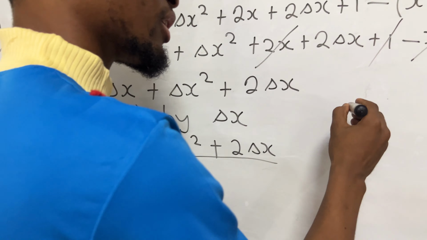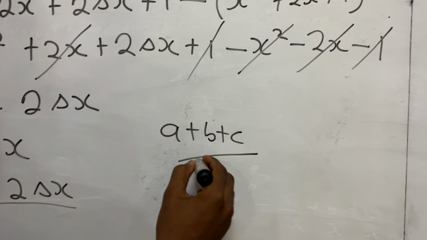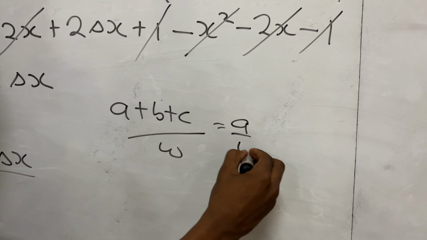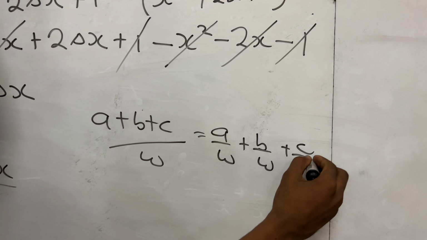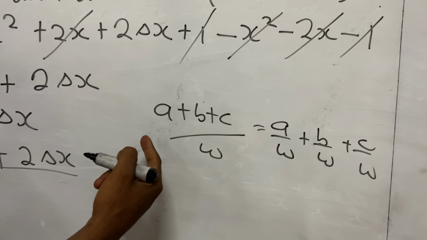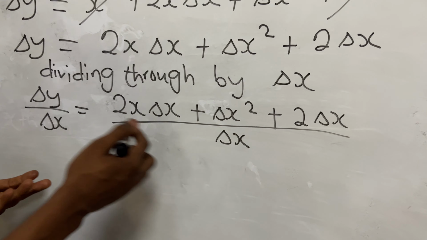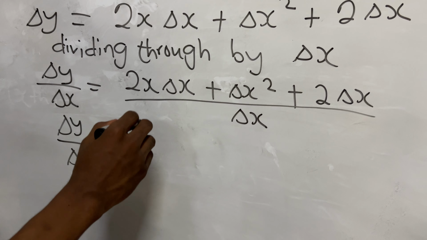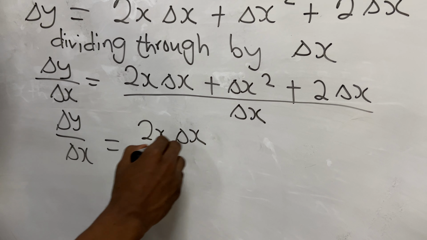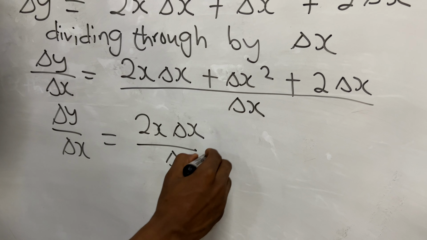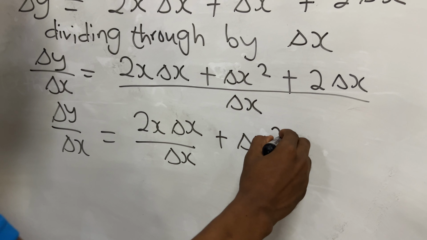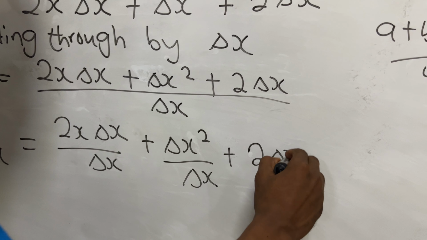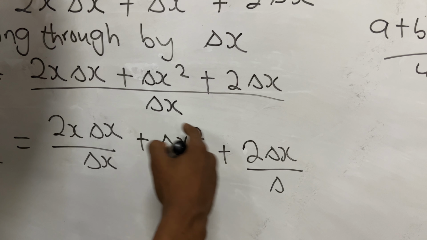And remember we said when you have something like a plus b plus c all over, let's say w, this is the same as a over w plus b over w plus c over w, because they have a common denominator. So the same is applicable over here. So I have dy over my dx, or change in y over change in x is 2x change in x over the denominator, which is change in x, plus change in x squared over my denominator again, change in x, then plus finally we have 2 change in x over the denominator, change in x.